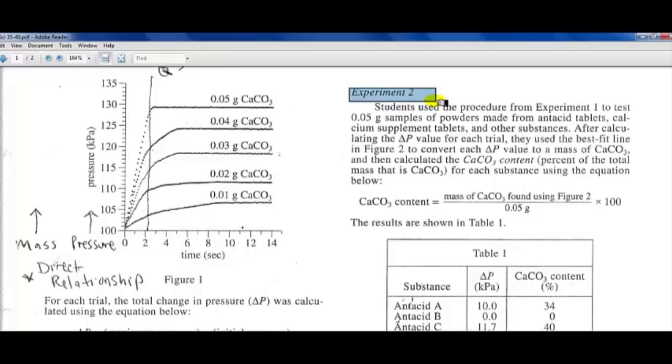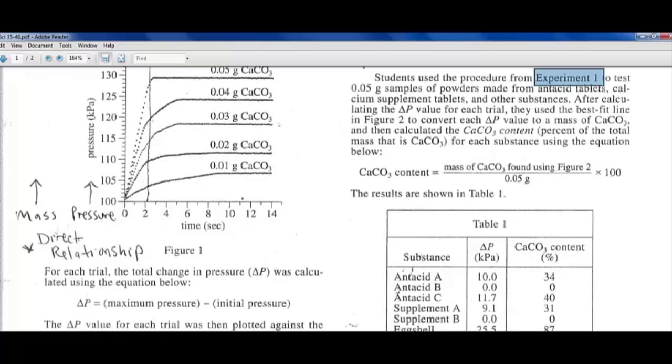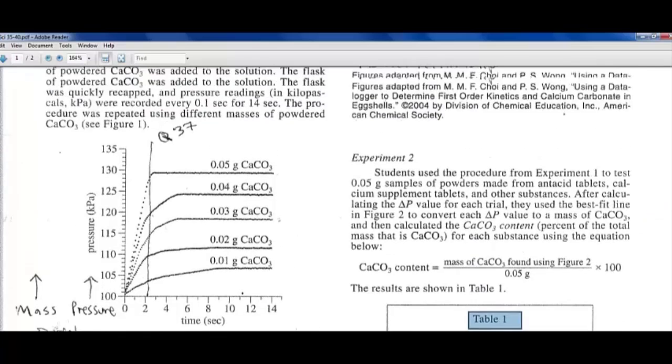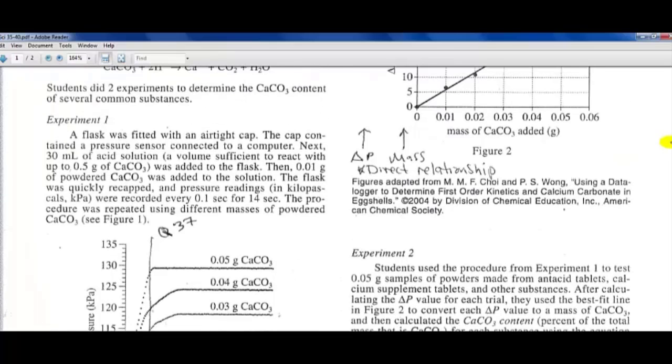And in Experiment 2, it said they used the same procedure as Experiment 1. Now we're going to test different substances. We can find those substances in Table 1. We have antacid going all the way down to eggshell and cement. Okay, now what are we testing? When we come over here, here is Experiment 1.